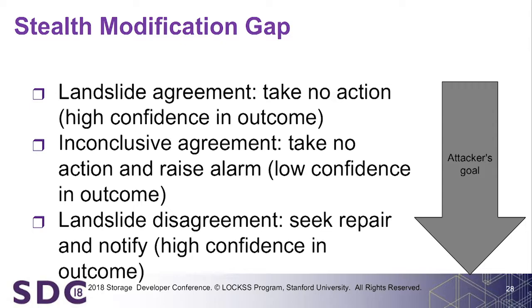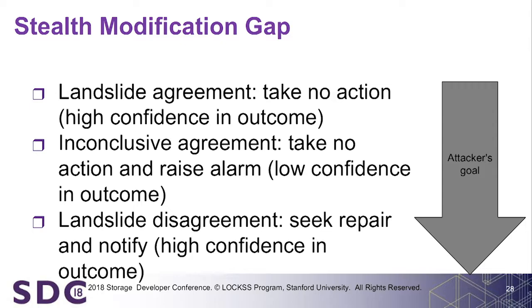But of course, there's this whole spectrum in the middle of inconclusive agreement, when one or more of the peers have a bit flip or have lost their content, or maybe they didn't get exactly the same copy. So now there's inconclusive agreement.